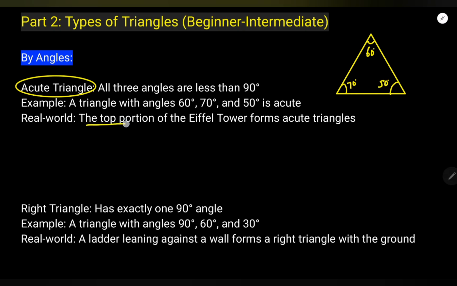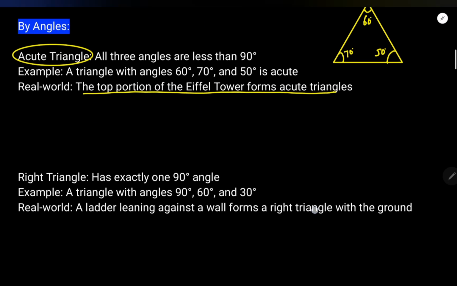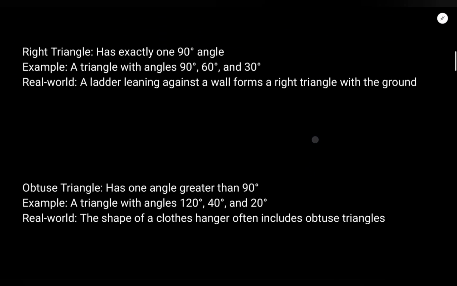Okay, the top portion of the Eiffel Tower forms acute triangles, right? After that, suppose we have a triangle in which one angle is 90 degrees, like this L shape. The other two angles can be anything, like I can take 50 and 40, because I know the sum is what? 180 degrees, right? You can take 45, 45, or 30, 60. We are given that if one angle is equal to 90 degrees, then that is known as a right angle triangle.